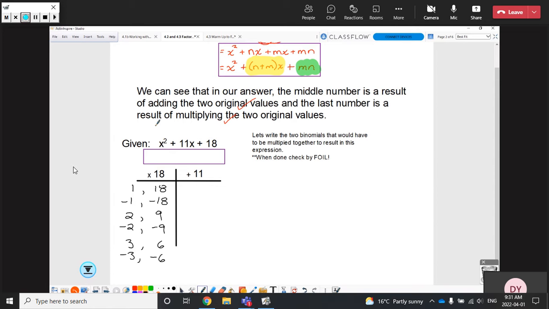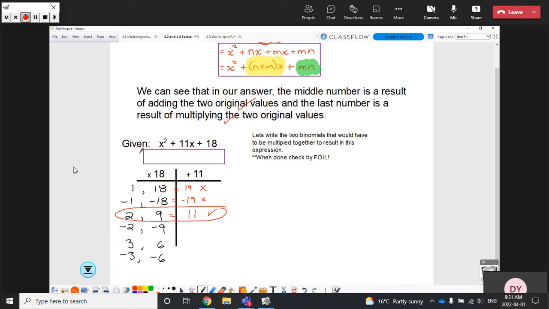Now what we're going to do is add all these, and we're going to figure out which one adds to 11. So this one we get 1 plus 18 is 19, so we're not looking at that, right? And this one, of course, would be -19, so we don't look at that. And then we see 2 and 9 gives us positive 11, and we're really, really happy about that. In fact, I put a check mark beside it, and I circle it, because that integer pair, 2 and 9, are the numbers that will make this thing work.